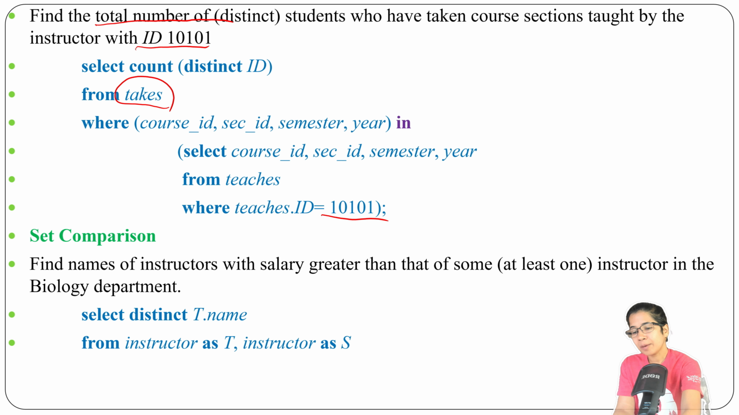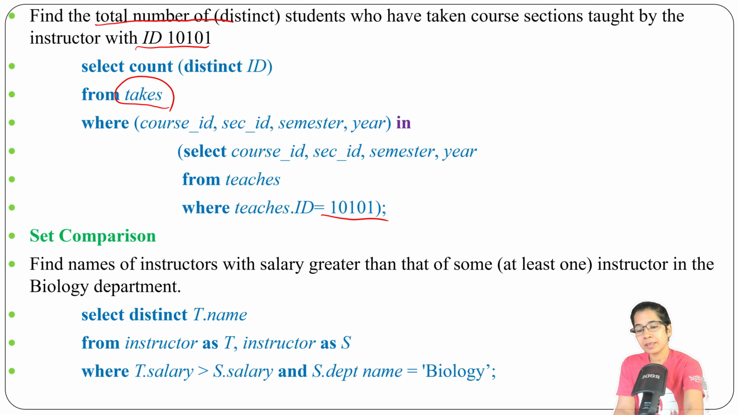We did rename instructor as T and instructor as S, and we'll compare T with S. So here T.salary greater than S.salary and S.department name equals to biology. It will give all the instructor names whose salary is greater than at least one person's salary of biology department instructor. This is one way of writing. I already discussed this type before.